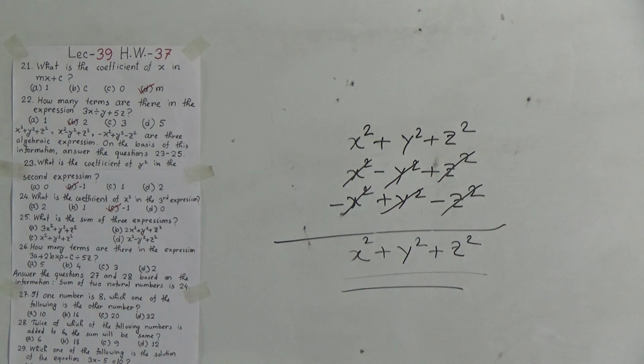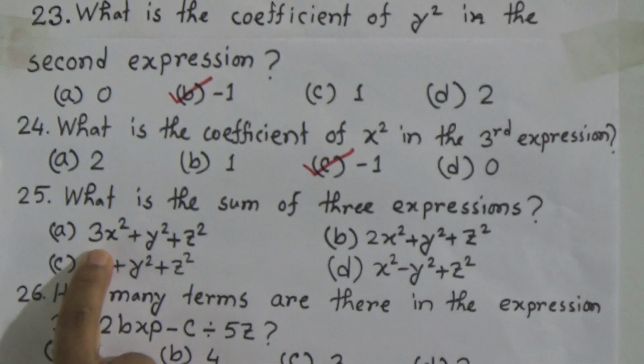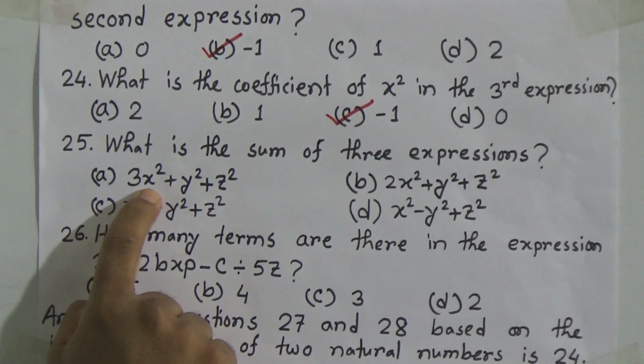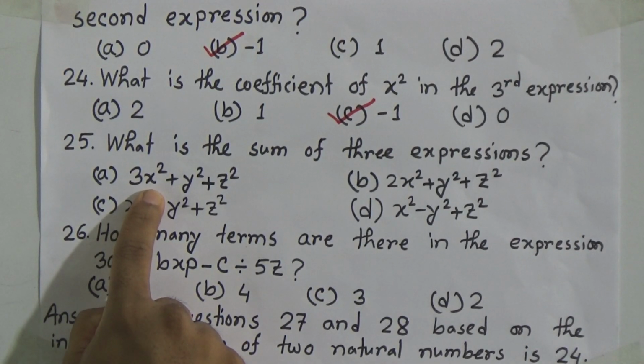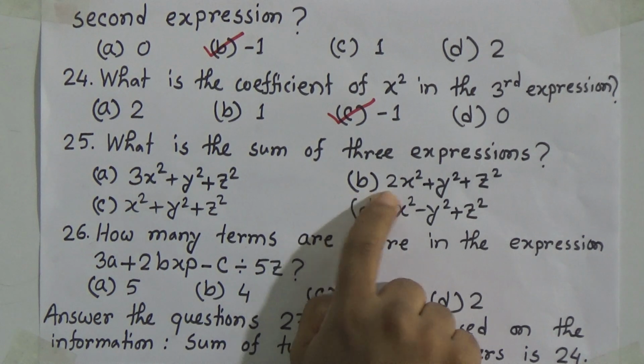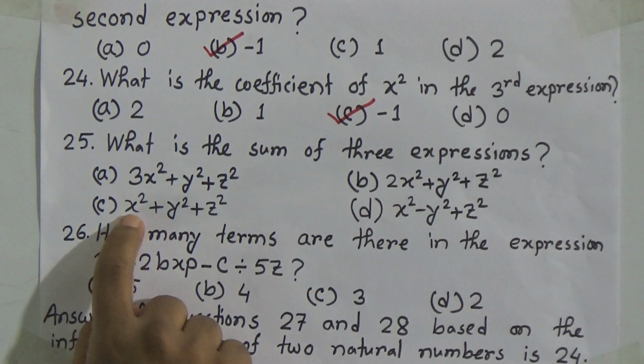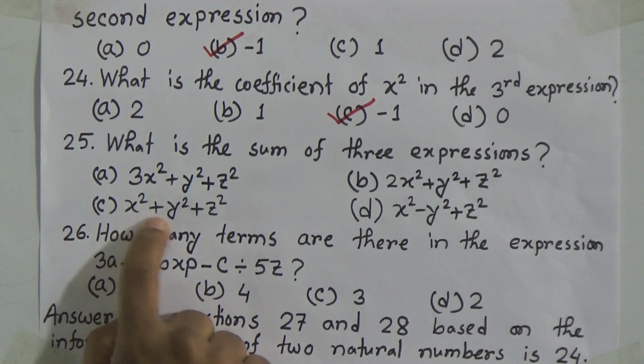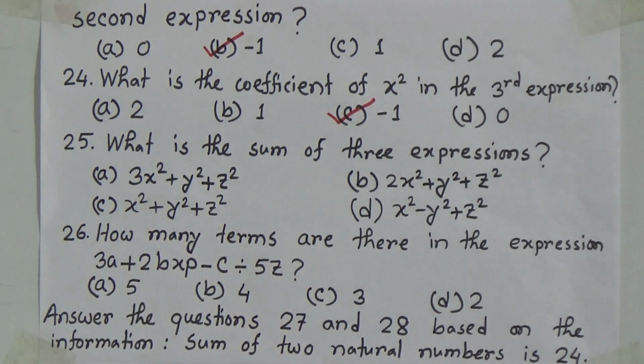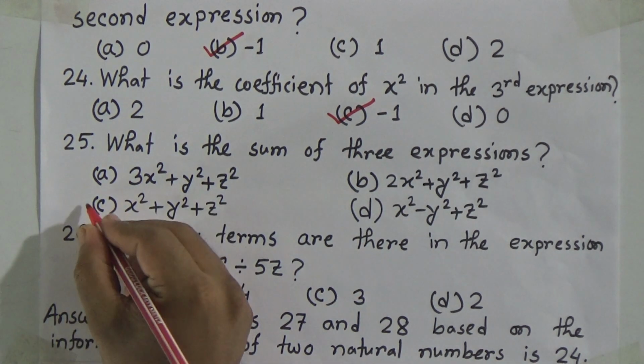Now, test the options. Option A is 3x square, so 3x square is there. No, our answer will be x square only. So, go to option B, 2x square. This is also not correct. Now, option C says x square plus y square plus z square. That means option C is our correct answer.